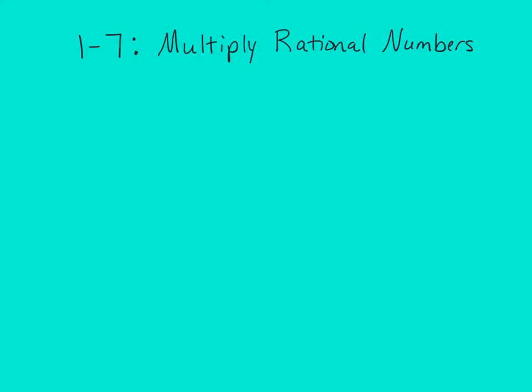Lesson 1-7 is about multiplying rational numbers. Remember that rational numbers do include those integers, but also fractions, and they include decimals that either terminate or repeat. Now, when we see them in decimal form, we're only going to use terminating decimals. If they repeat, we need to change them back to fractions.